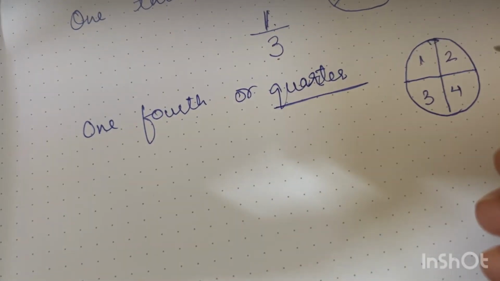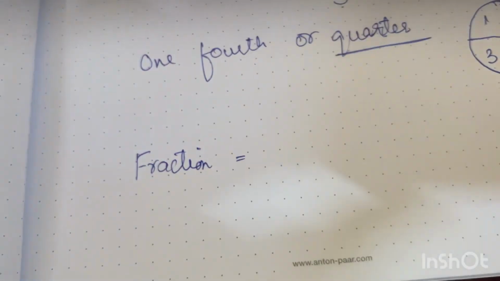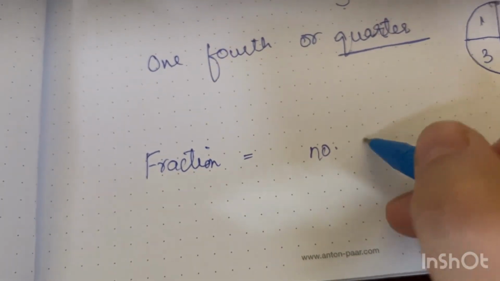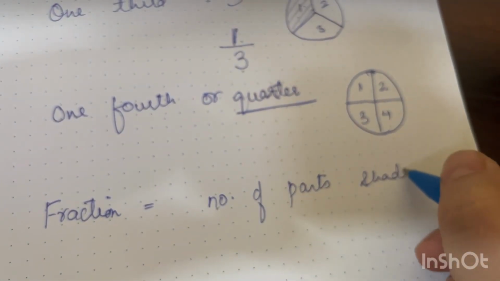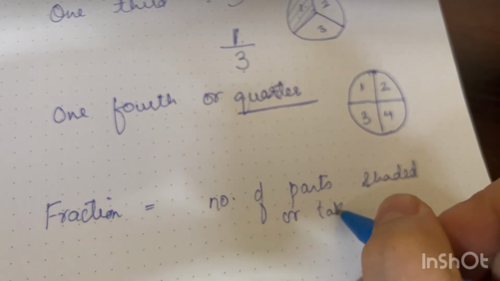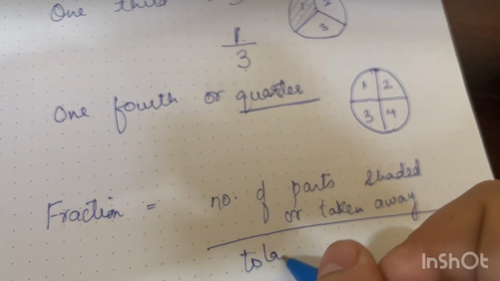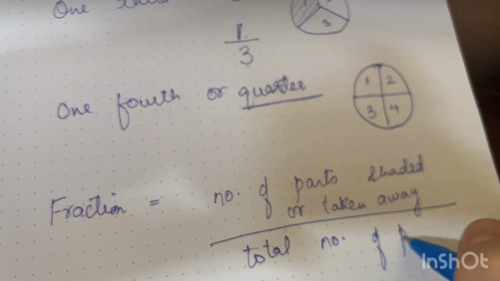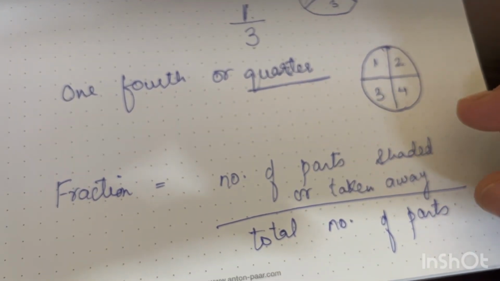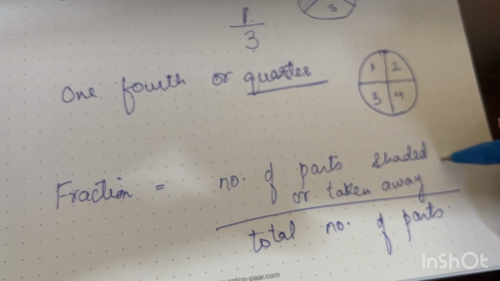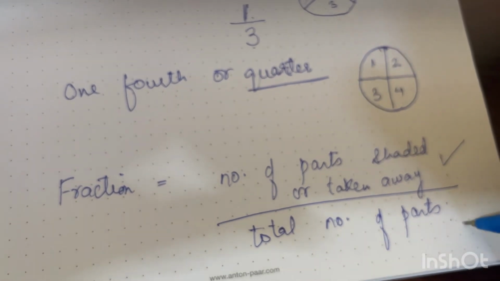So the definition of fraction is number of parts shaded, or I'm writing here taken away, upon total number of parts. So we'll write fraction always like this, number of parts shaded or taken away upon total number of parts. So this is the numerator and this is the denominator.